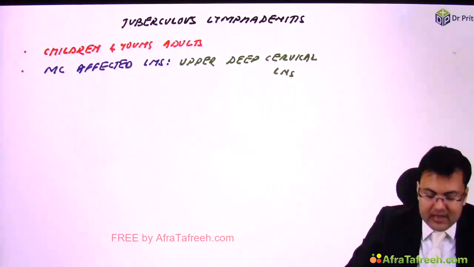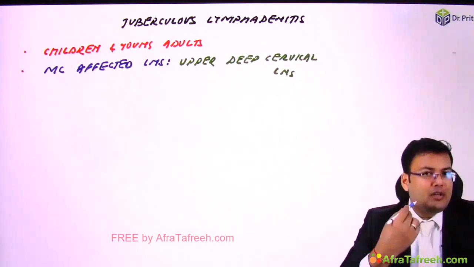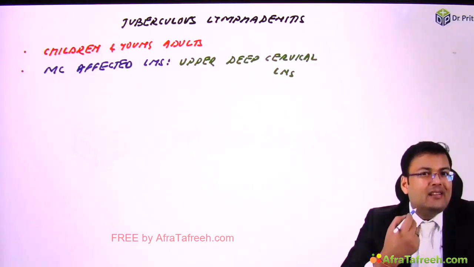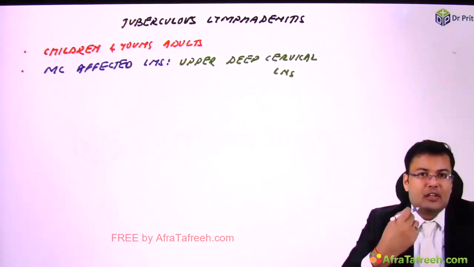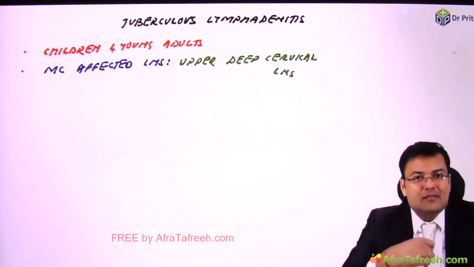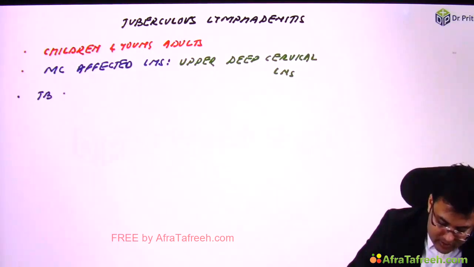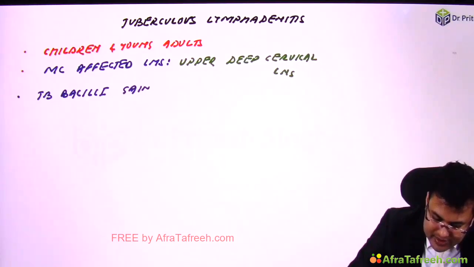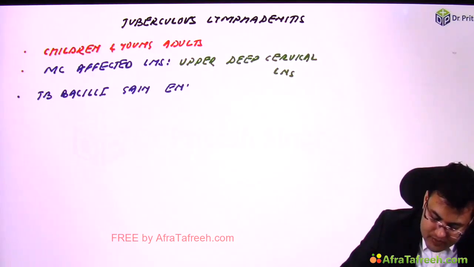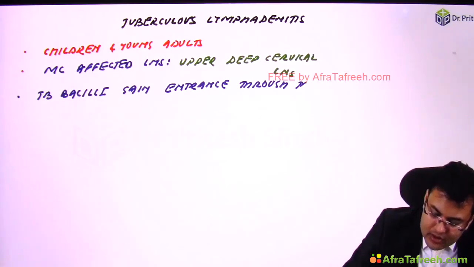Now question is asked, how do tubercular bacilli gain entry to these lymph nodes? So via tonsils the lymph nodes are involved. Here the tubercular bacilli gain entrance through the tonsil.